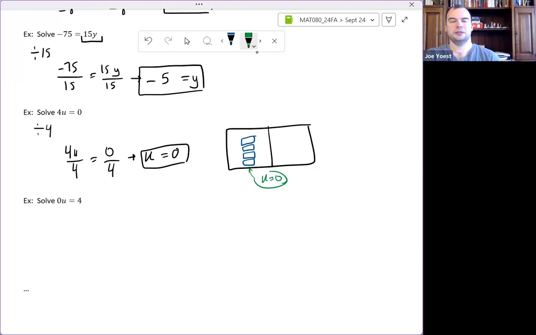These envelopes can only contain 0 counters each.